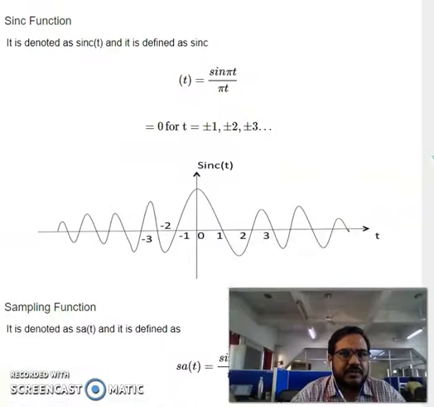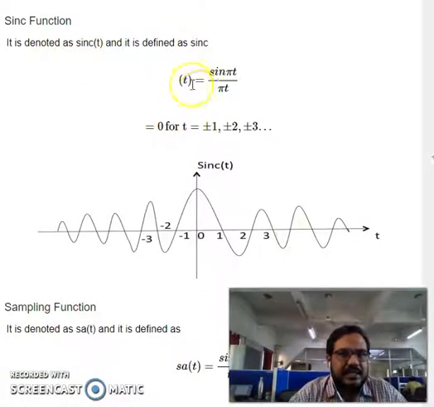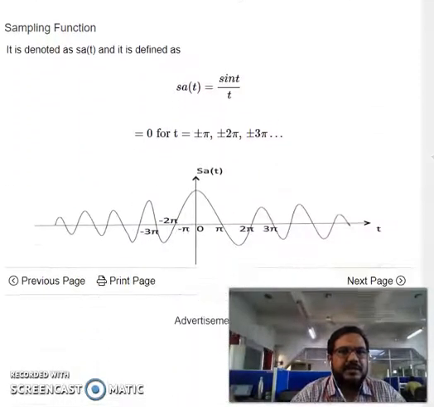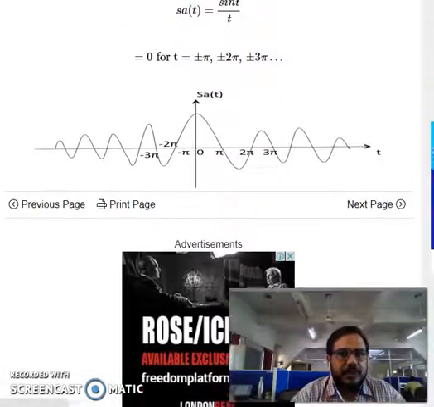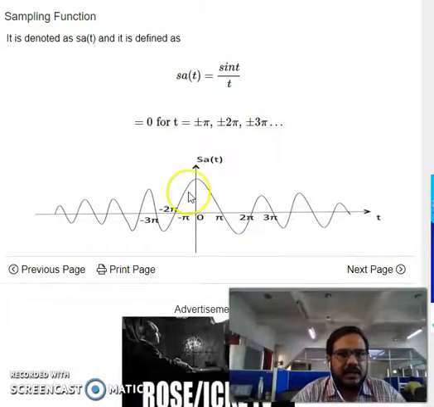Now sinc function. Sinc function is defined mathematically as sine pi t by pi t, for t not equal to 0. For t equal to 1, 2, 3, it goes on taking sine pi, 2 pi, 3 pi, so all these values go to 0, and in between you will have oscillations. Then sampling function is similar to sinc function. You can go through these notes and study, right?